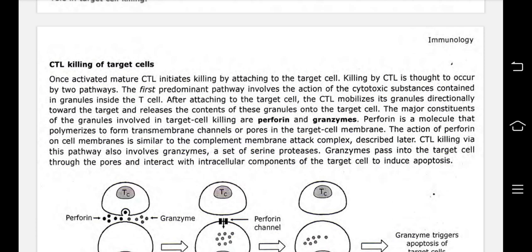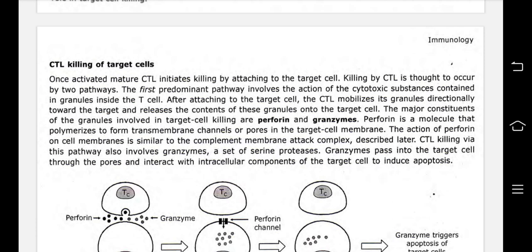Then CTL killing of target cells. Once activated, mature CTL initiates killing by attaching to the target cell. Killing by CTL is thought to occur by two pathways. The first, predominant pathway involves the activation of the cytotoxic substance contained in granules inside the T cell. After attaching to the target cell, the CTL mobilizes its granules directionally toward the target and releases the contents of these granules onto the target cell.